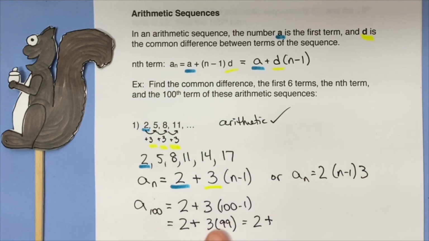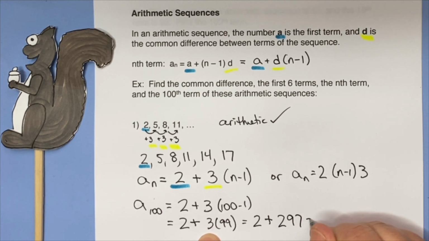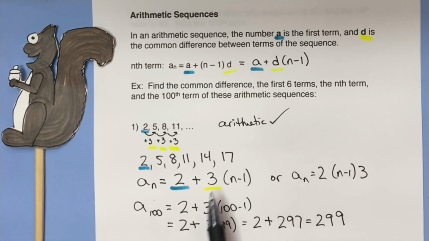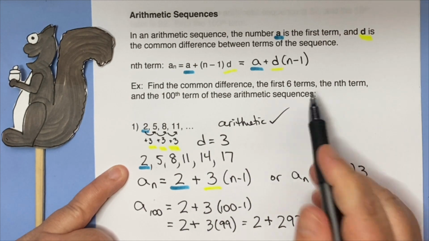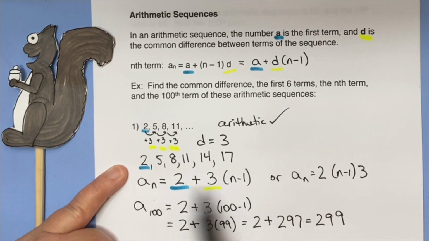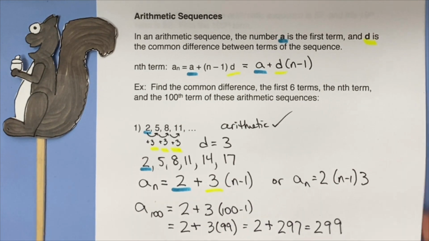Now, 3 times 99 is a lot to multiply, but 3 times 100 is 300. 3 times 99, 99 is 1 less, so it's 1 times 3 less than 300, or 297, and that's 299. Woohoo. Okay, here we go. We got the common difference, so my d equals 3, the first 6 terms, the nth term, and the 100th term. We're done, yay! Let's do it again.